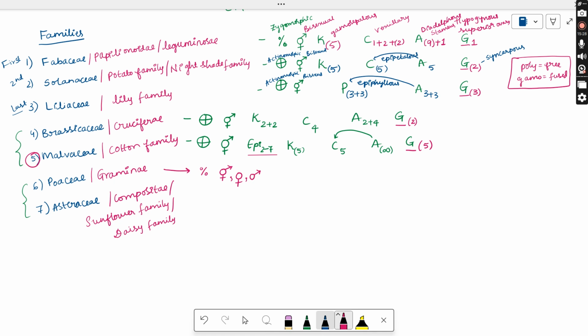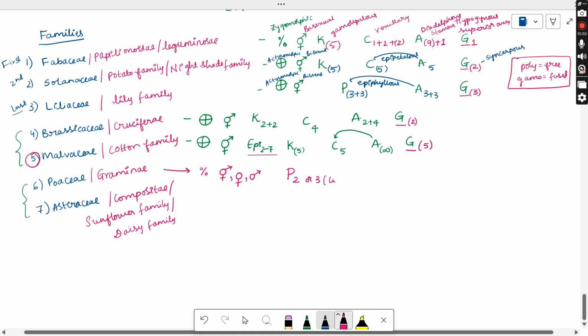And here all the structures are actually modified. We cannot see the calyx and corolla. So instead of calyx and corolla, we can see the perianth. If perianth is present, we represent it with the P. But even this perianth is modified. It will be containing the modified tepals. We call them lodicules. So either 2 or 3 lodicules are present. So these lodicules are nothing but modified tepals.